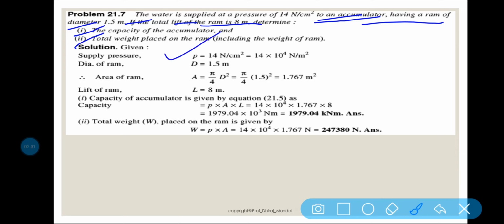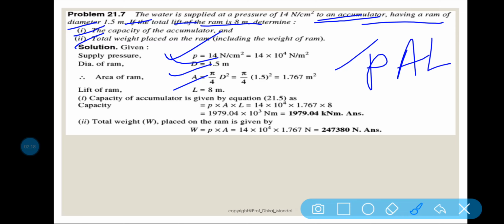So P is the pressure, intensity of pressure, 14 into 10 to the power 4 Newton per meter square. D is the 1.5 meter diameter. Okay, and A is equal to pi by 4 D square. L is given. Now capacity is equal to pressure into volume, and volume is equal to A into L. So pressure into A into L, put all the values, and you will get the capacity 1979.04 kilonewton meter.